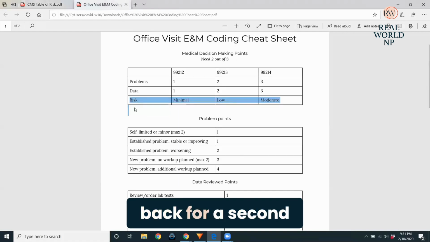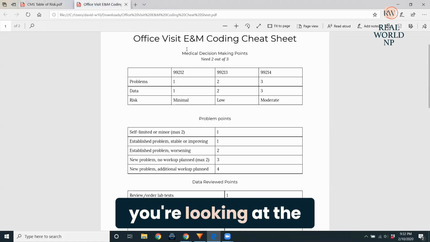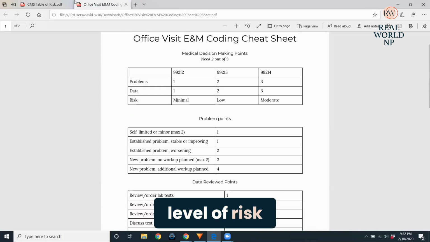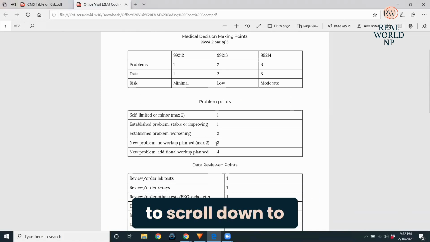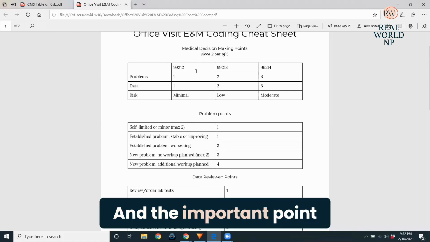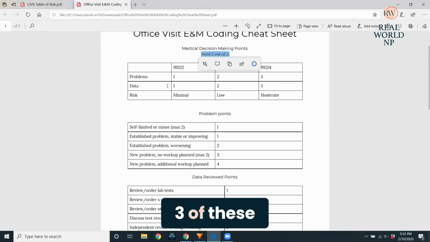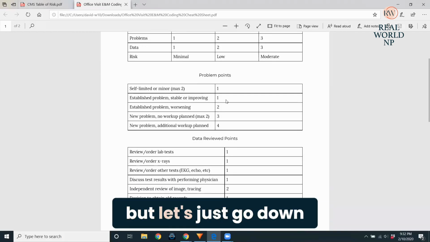So let's just go back for a second. You're looking at the end of your note, you're looking at the billing code, you're looking at the level of risk, which you're going to look at that table of risk from the CMS guidelines, and then you're going to scroll down to these tables and then add them up. And the important point here is that you need 2 out of 3 of these. You don't necessarily need all 3 to qualify, but let's just go down.